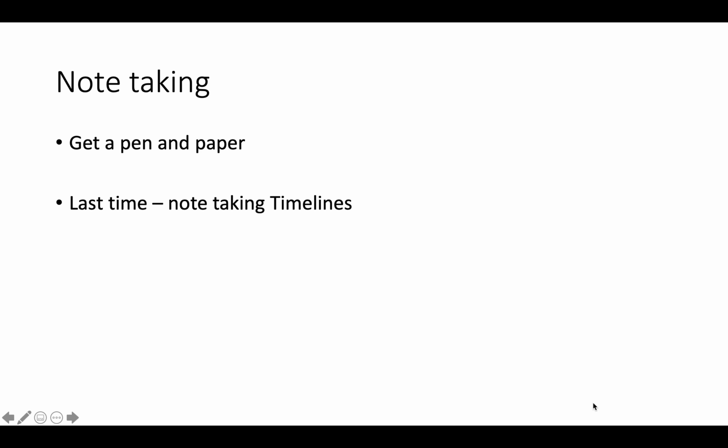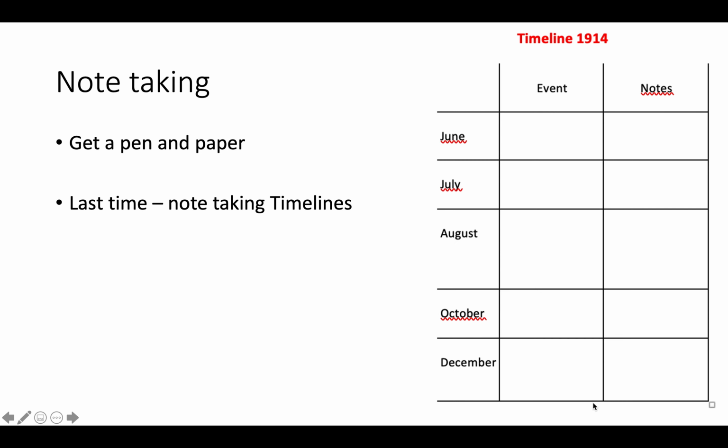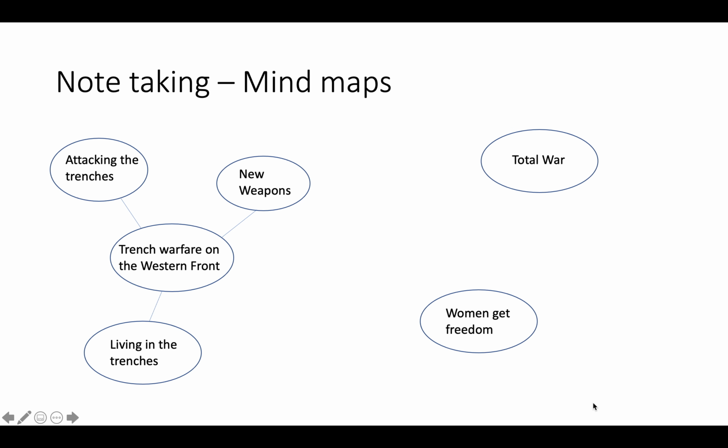Fabulous. Now, last time we did note-taking about timelines. This time we're looking at themes, not events. So we're going to have a different way of taking notes, which will be mind maps. We've done these last time. What I would like everyone to do is take your pen, take your paper, and write these little circles here. Make sure that they're on the paper. Pause the video if necessary.